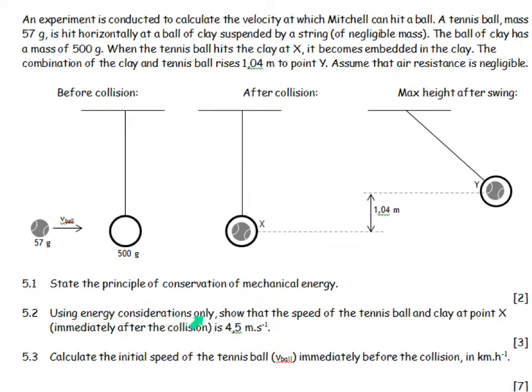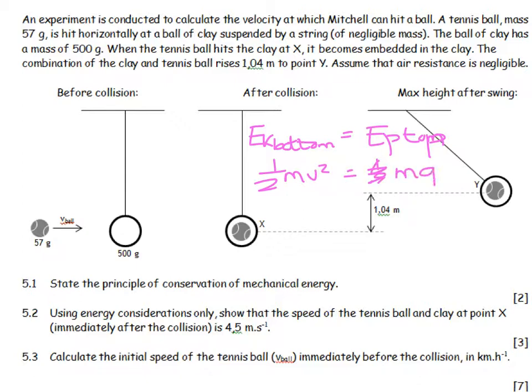Using energy considerations only, show that the speed of the tennis ball and clay at point x is 4,5 meters per second. So we need to start by saying kinetic energy at the bottom is equal to the potential energy at the top. Now the good news, a half mv squared is a half, no isn't, it's mgh.